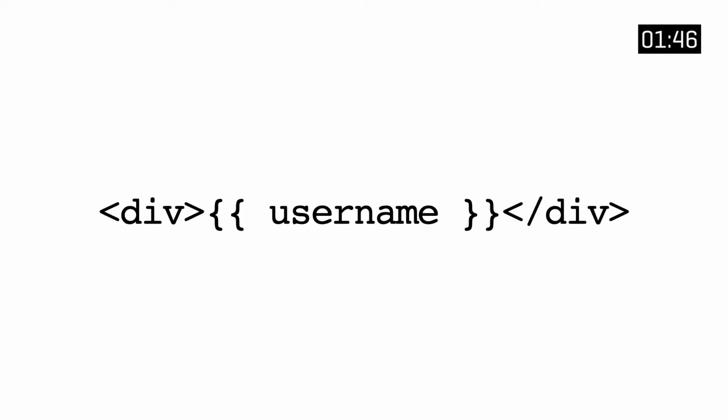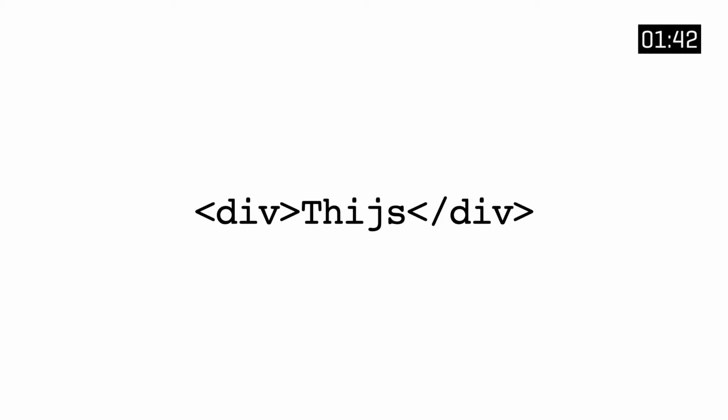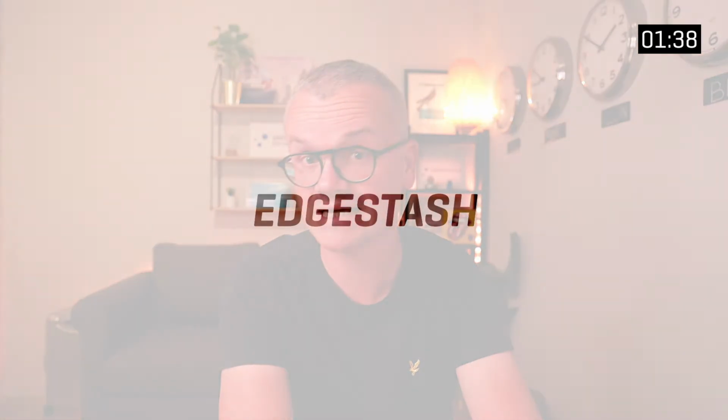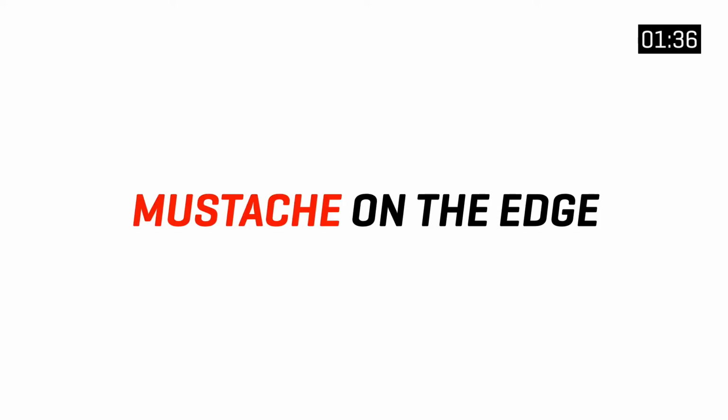Let's go. Have you ever heard of Mustache? I'm obviously not talking about facial hair. I'm talking about the very popular templating language that uses curly braces as delimiters for its placeholders. They're very popular for websites and are used for templating, where the placeholders get replaced by actual values by application logic. And today I'm going to talk about something similar. I'm going to talk about Edgestash, which is basically Mustache on the edge.